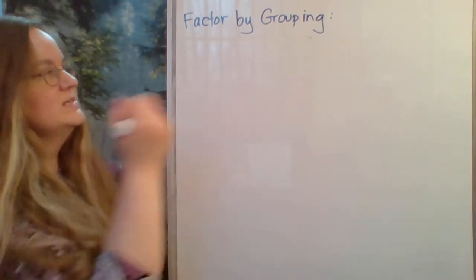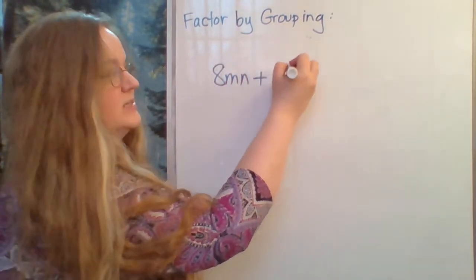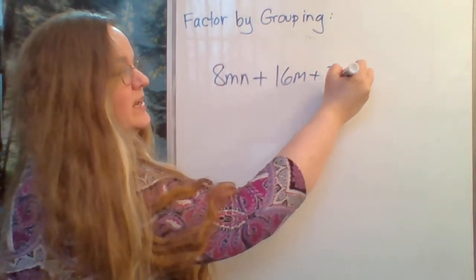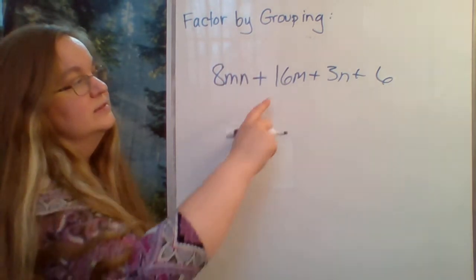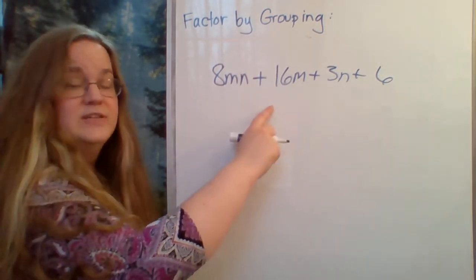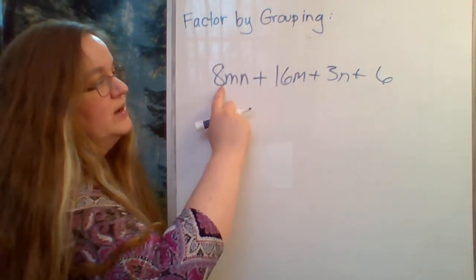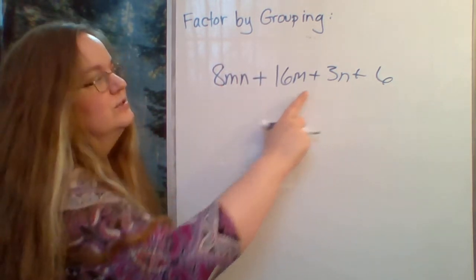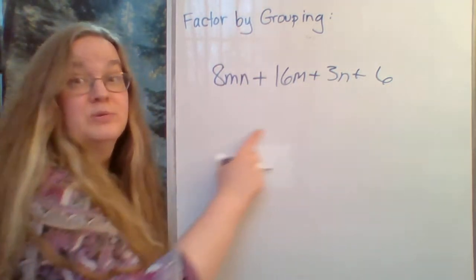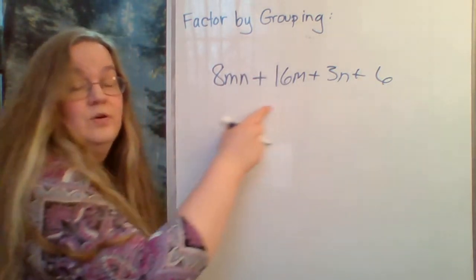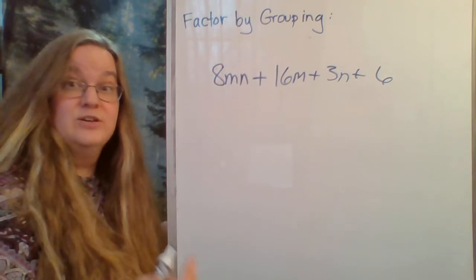All right, so let's say I have this problem, 8mn plus 16m plus 3n plus 6. Now, there's not something that all of these have in common. If I'm looking here, 8, you can divide by 2, but you can't divide 3 by 2. You've got m and n, and this has an m, and this has an n, and this has no variable. So there's not a common factor for all of these things. I can't just take out the GCF, but I can do it by grouping.